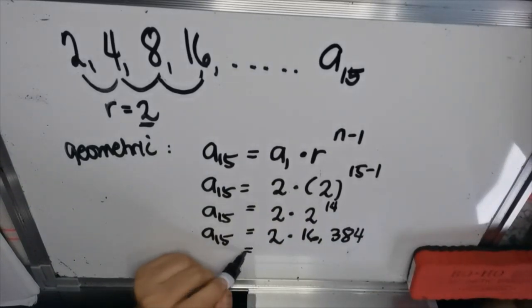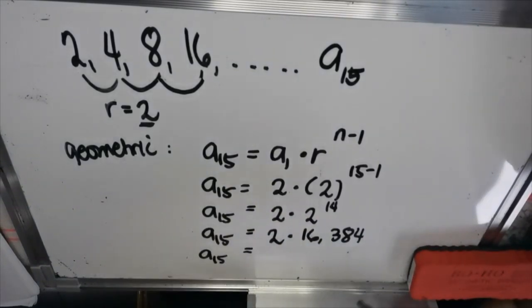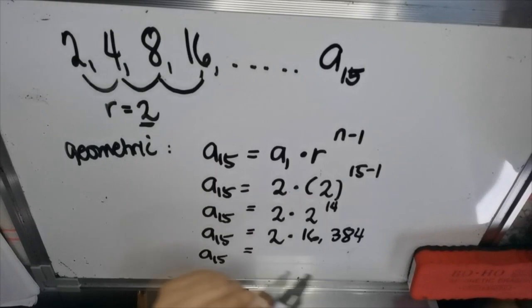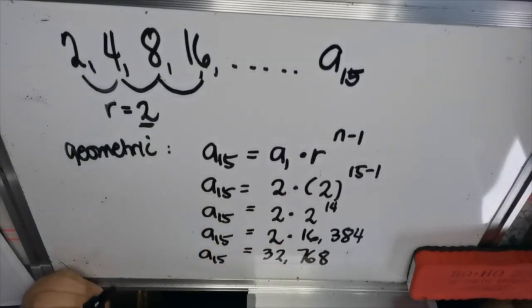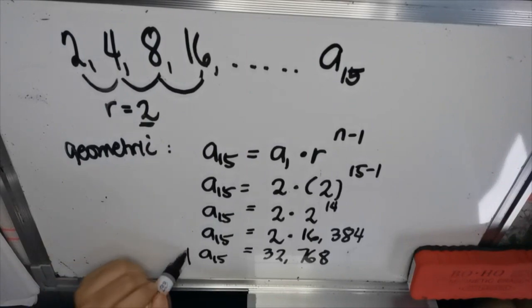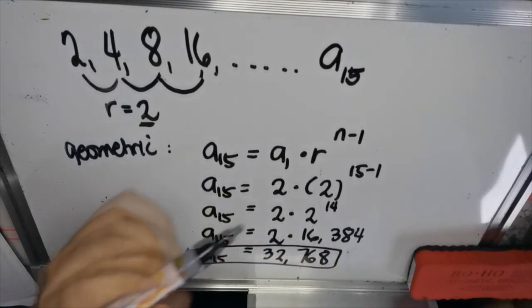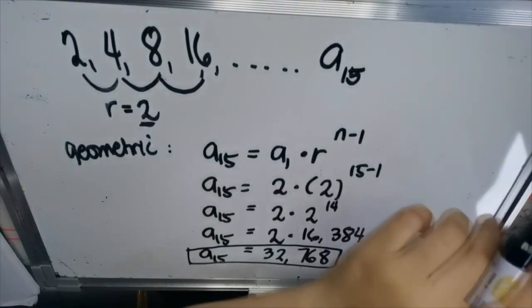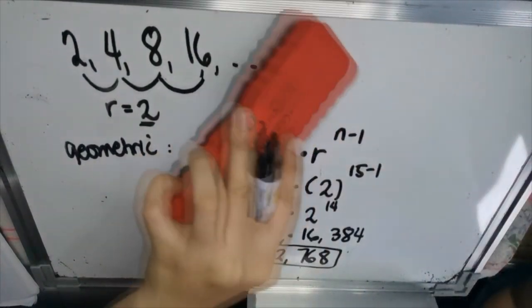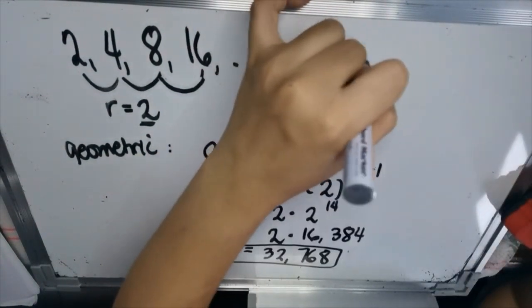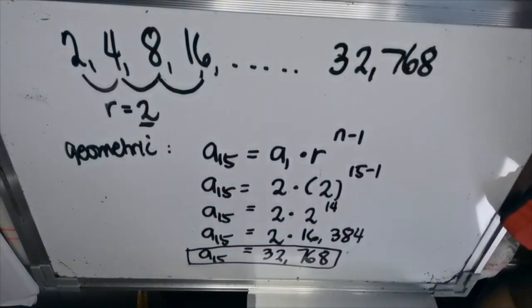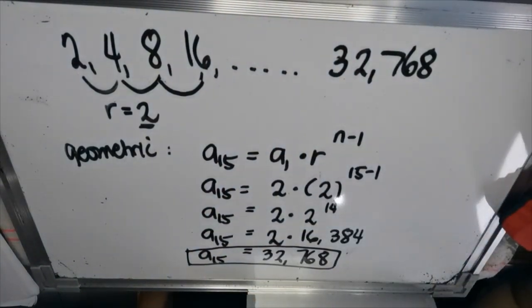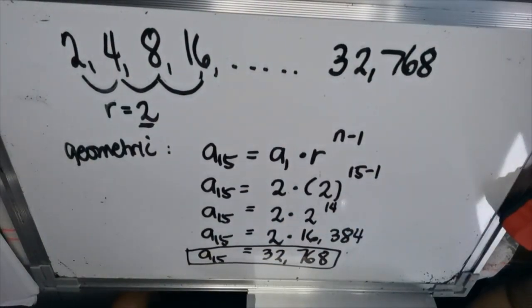And then, let's multiply it by 2. We will have 32,768. So, that will be the 15th term natin. So, yung ating last term daw ay 32,768. Okay? Now, what if I ask you to get the sum ng ating geometric sequence?